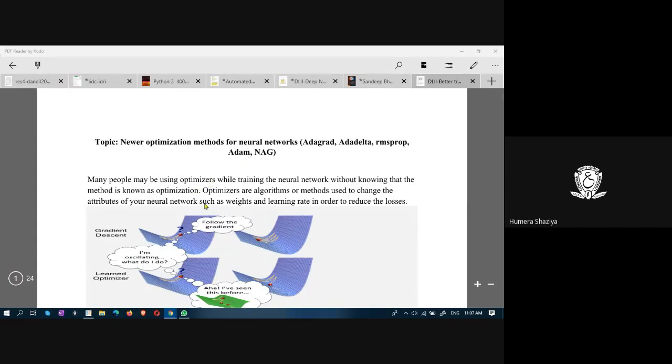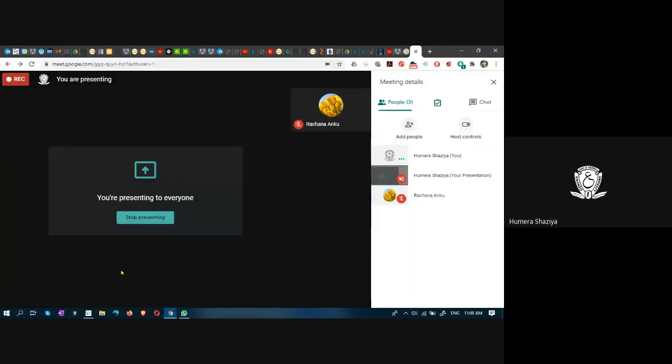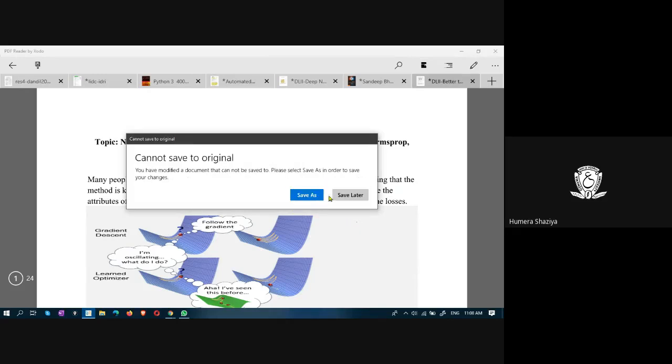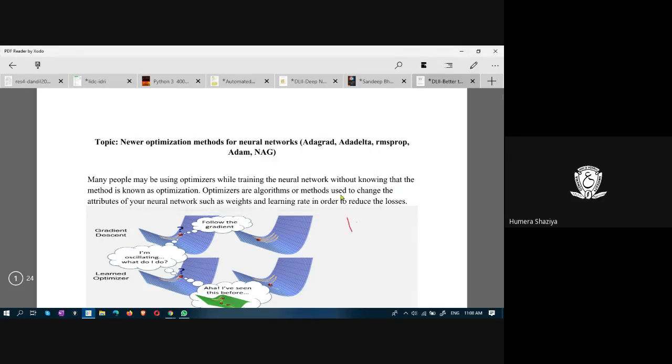What do you mean by optimization method? When the model is learning, the model is trying to learn the weights. All right. When it is trying to learn the weights, it can be represented in this form. There is an algorithm, right? The backpropagation algorithm, so it can optimize this learning.